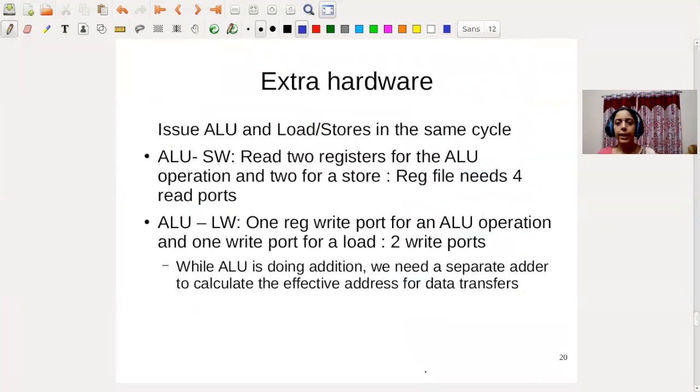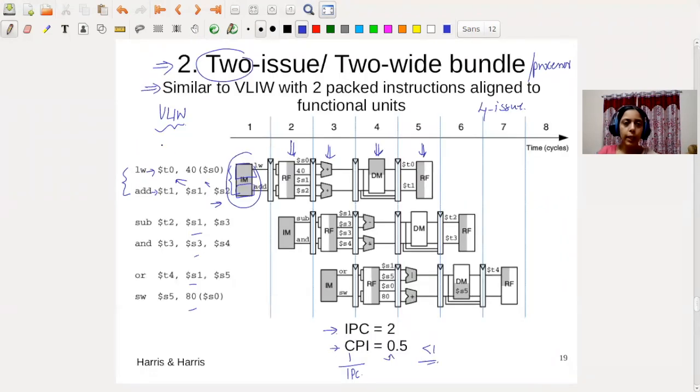Now definitely you need more hardware in order to execute these kinds of instructions at the same time. So for example, if you're doing ALU and load store in the same cycle. If we go back to the previous slide, you're doing a load store operation and an ALU operation in the same cycle. Similarly, here you're doing that, and here you're doing two ALU operations in the same cycle.